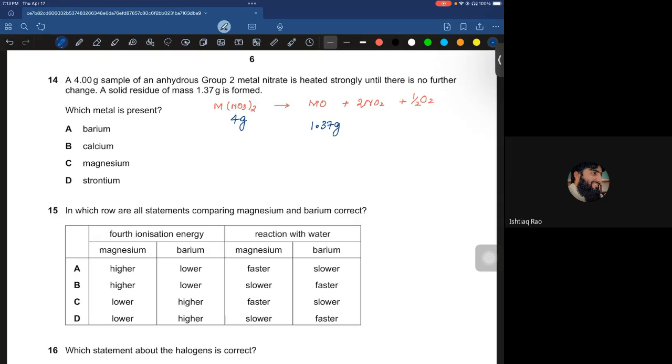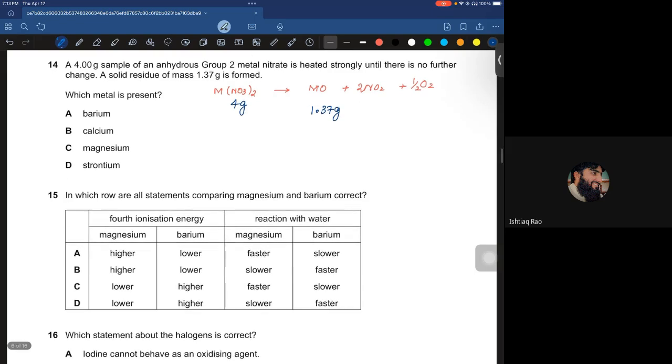So how can I calculate this? 4 grams upon the molecular mass. I don't know the metal. This is X plus, what is the molecular mass of this NO3 twice? So it would be 14 into 2 plus oxygen is 16 into 6. Can you tell me the answer?